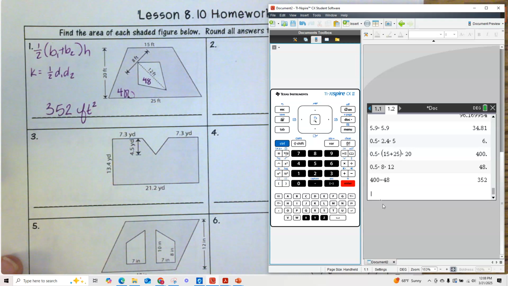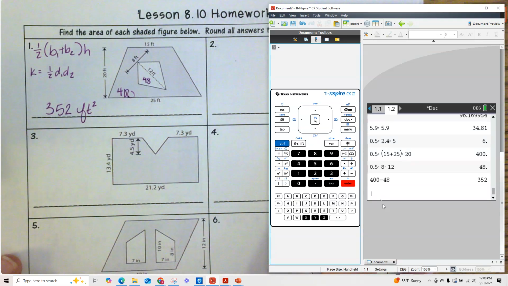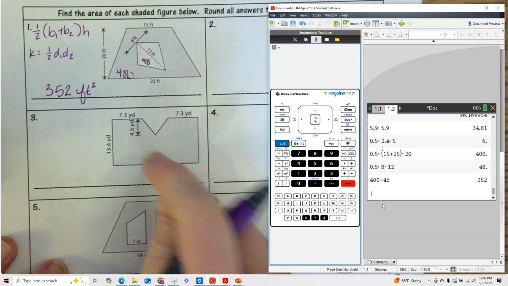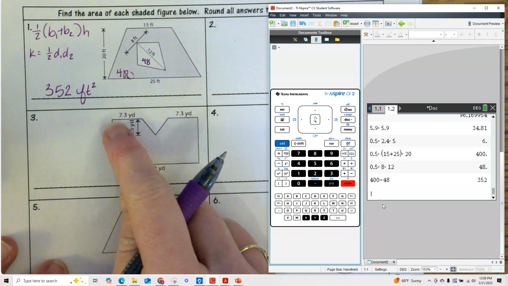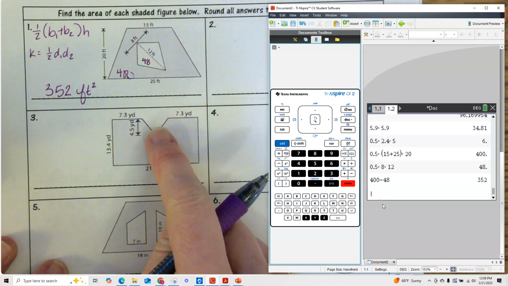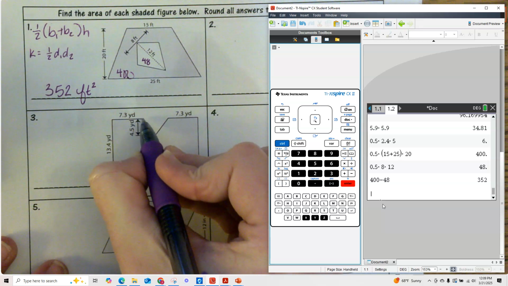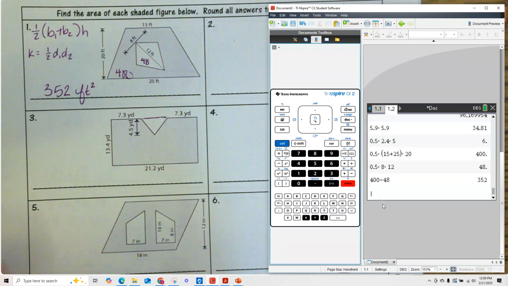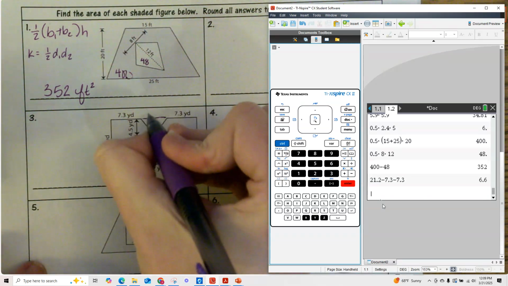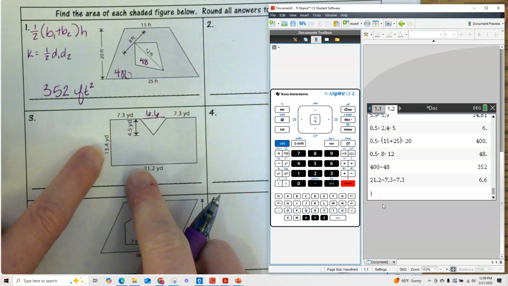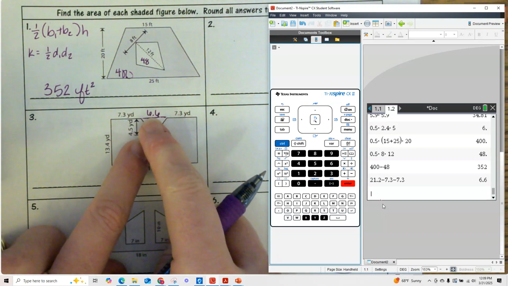You're going to find the rectangle, and then you're going to subtract the triangle. The triangle, you have its height. How would I find this piece of the triangle? 7.2 subtracted from 21. So this piece of the triangle is 6.6. So you need these two pieces for the rectangle. You need these two pieces for the triangle.